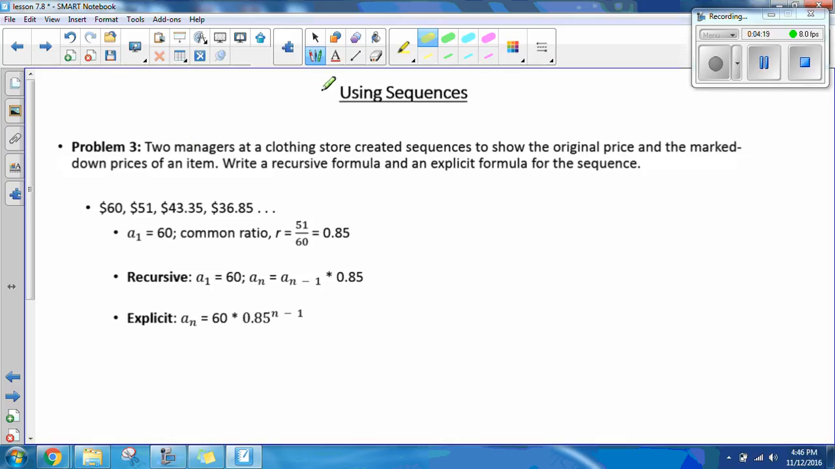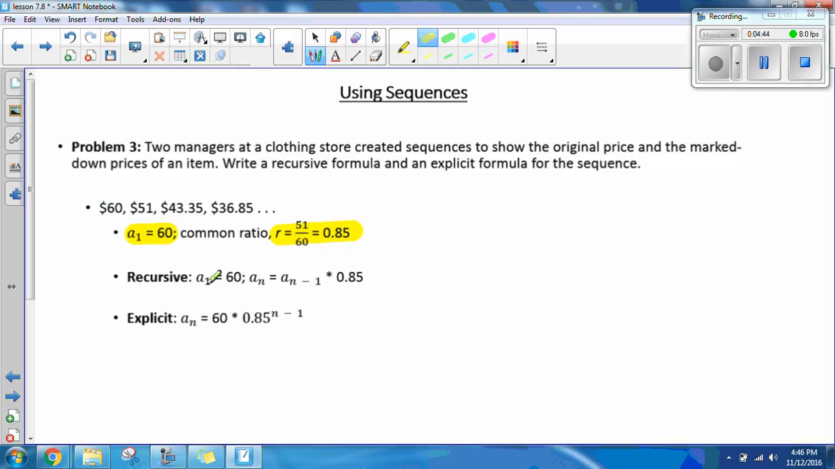Two managers at a clothing store created sequences to show the original price and the markdown prices of an item. Write a recursive formula and an explicit formula for the sequence. So we have $60, $51, $43.35, $36.85, etc. Our initial point is 60, and our common ratio is 0.85. We take the second term and divide it by the first term.